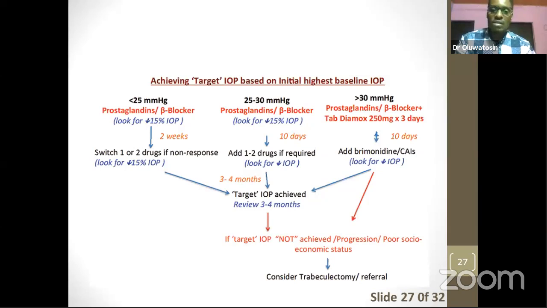I came across this schematic diagram in achieving target intraocular pressure based on the initial highest baseline intraocular pressure. And it's actually a medical treatment where eye medications are used to achieve the target intraocular pressure over a period of time. And it also allows for combination of eye drops to achieve the target intraocular pressure. And when this fails, we want to consider surgical intervention.